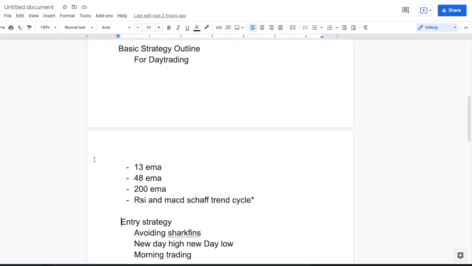You can also have the RSI, looking at if the RSI is above 50 or below 50, the MACD, or the Schaff Trend Cycle on TradingView as well. And those do help you in trying to determine whether or not to stay in a position or to get out of a position.